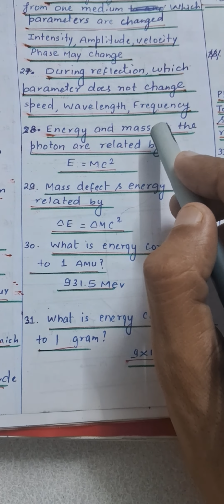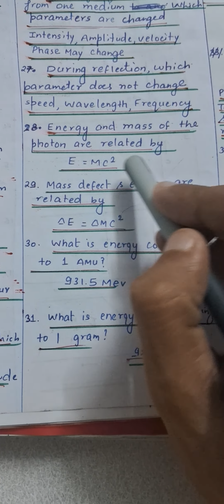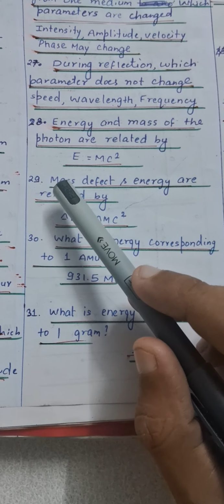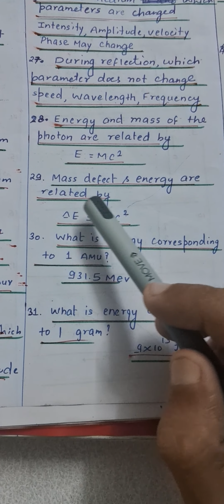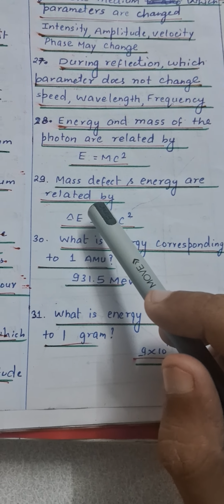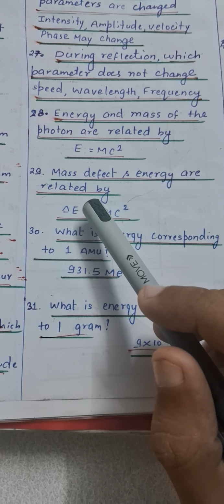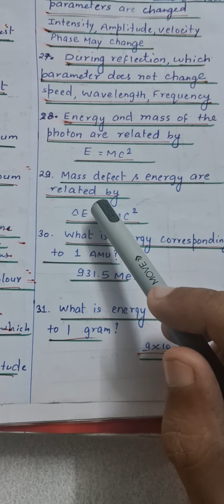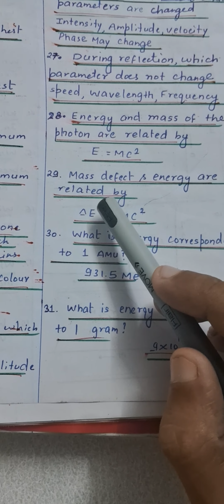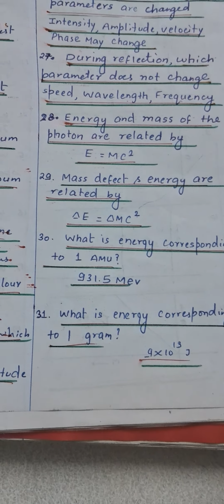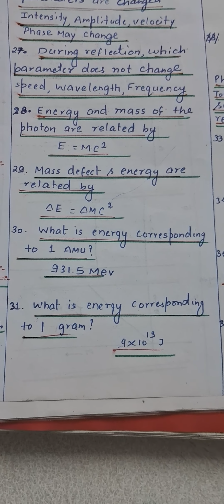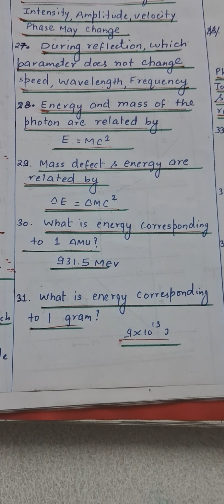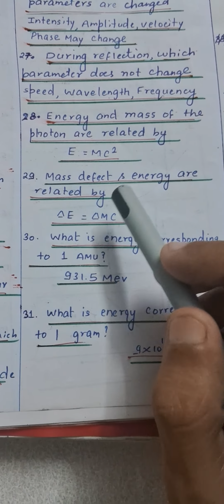Then, energy and mass of the photon are related by the relation E equals mc square. Then we have, mass defect and energy are related by the famous mass-energy equivalence as proposed by Sir Albert Einstein, and it was one of the papers that he published which made him a living legend. It says delta E equals delta m into c square, and it's the basis of nuclear reactions, the energy generation in atomic bombs, and even the stars itself. So this is how it's connected.